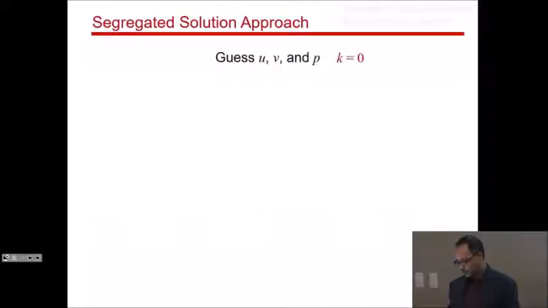So how do we solve the Navier-Stokes? Right now I'm giving you an extremely broad overview in this slide of how we typically solve it in the pressure-based method. The basic idea is we start with a guess of U, V, and P, our three unknowns. This is for 2D. I'm going to call that iteration k equal to 0.